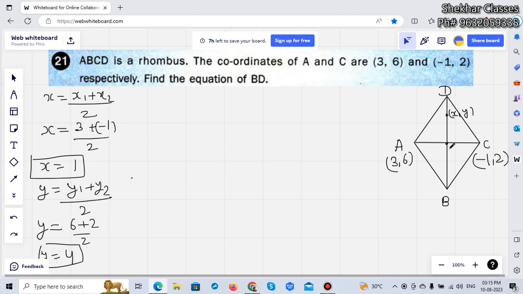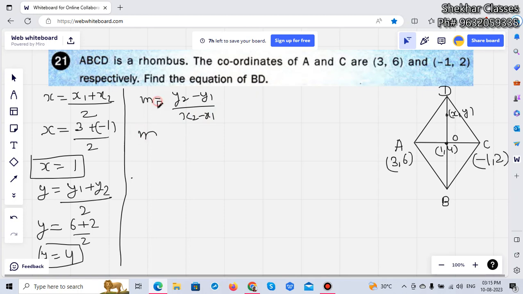So this is (1, 4), right? So this is (1, 4) here. Say this point is O. Now I have to find the slope of this line. How do you find the slope? So slope is equal to (y2 minus y1) upon (x2 minus x1).